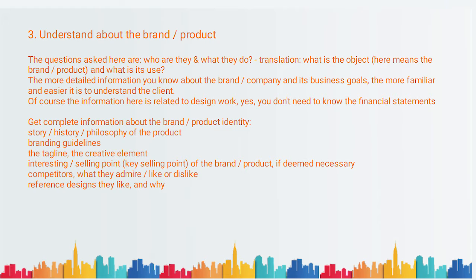Get complete information about the brand or product identity, story or history or philosophy of the product, branding guidelines, the tagline, the creative element, interesting or key selling point of the brand or product. If deemed necessary, competitors, what they admire or like or dislike. Reference designs they like and why.